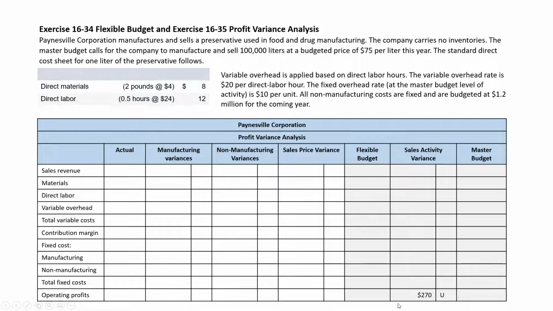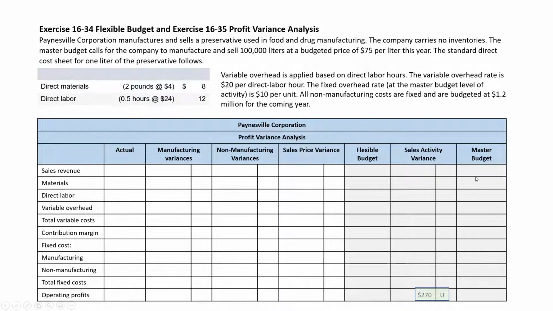And if you recall from our prior video, the total sales activity variance was identified as being 270,000 unfavorable overall for the company. And following the instructions, they identify that everything's been rounded to the 1,000. So we need to take the 270,000 divided by 1,000, we'll leave 270. And again, this is unfavorable. Again, that's the total sales activity variance for operating profits overall.